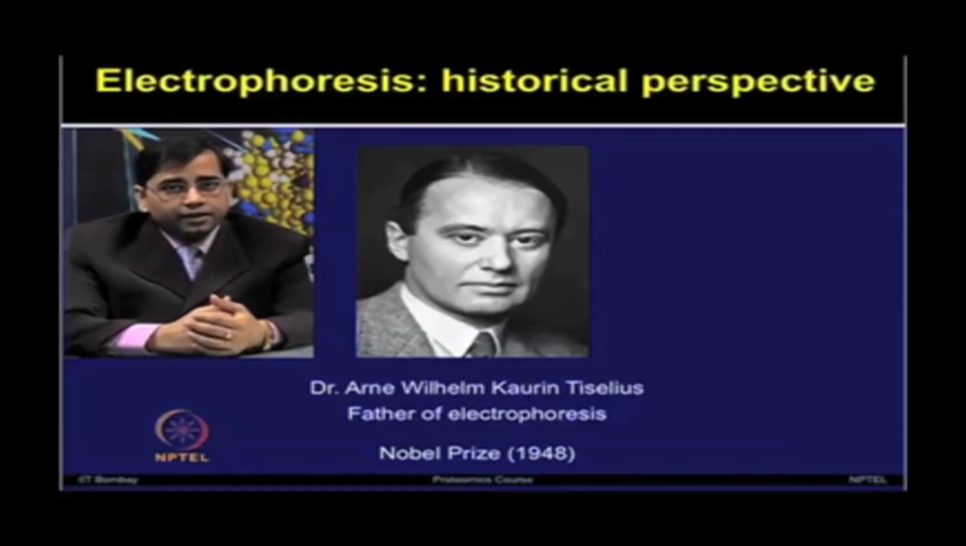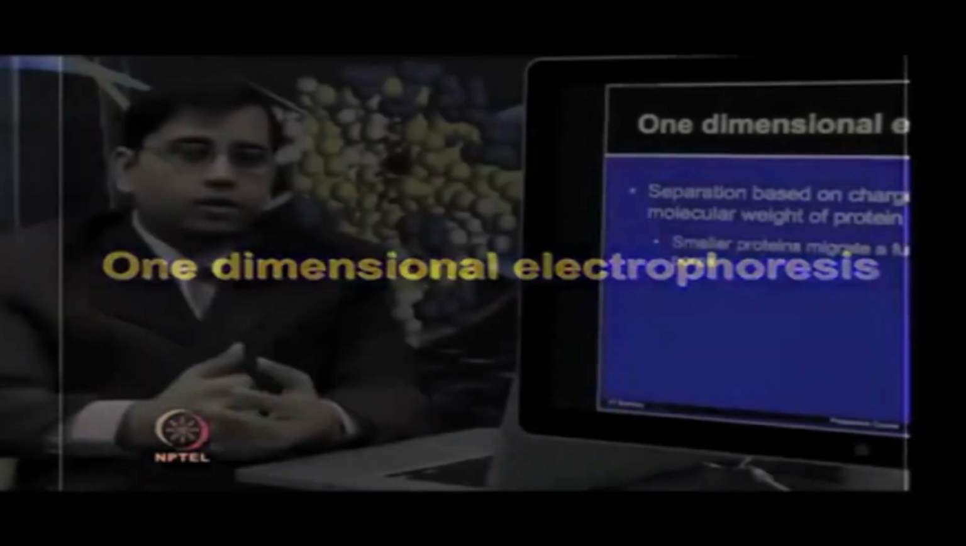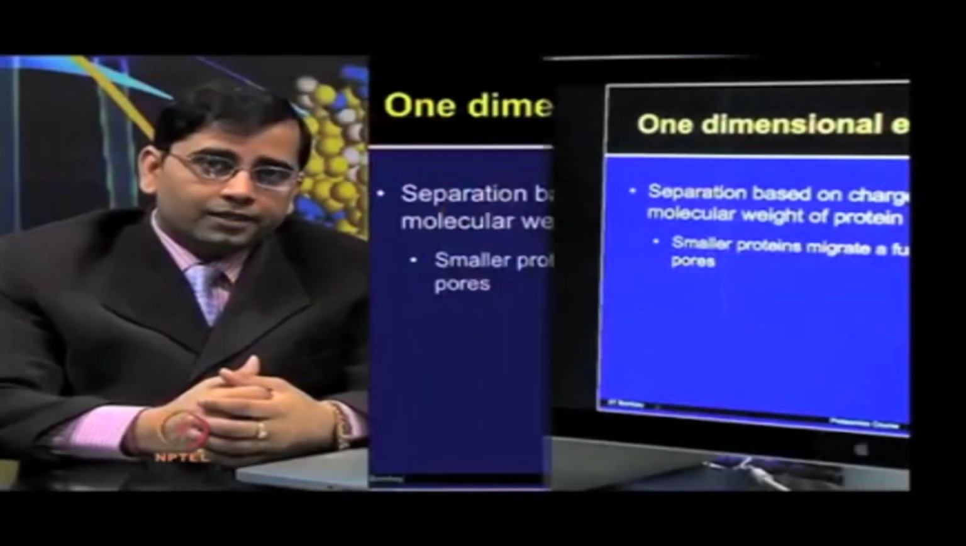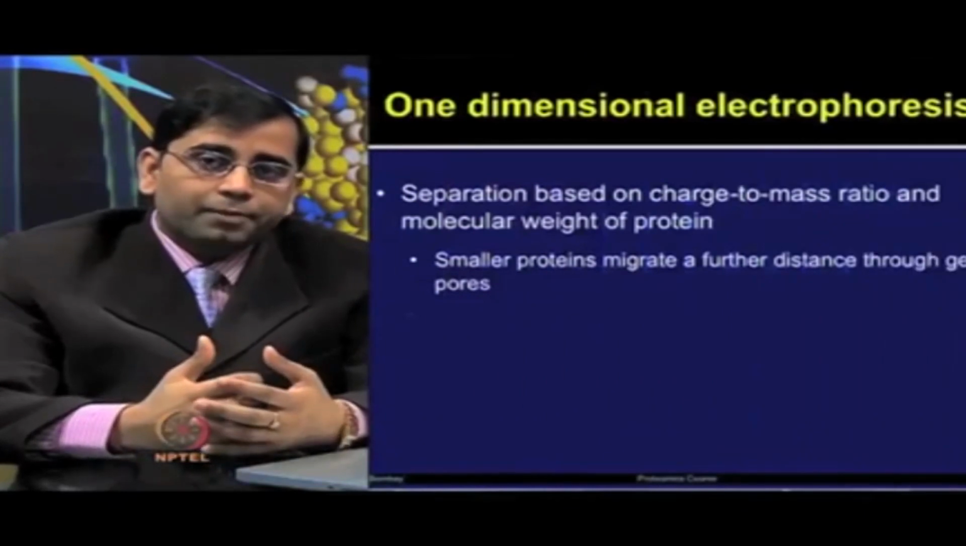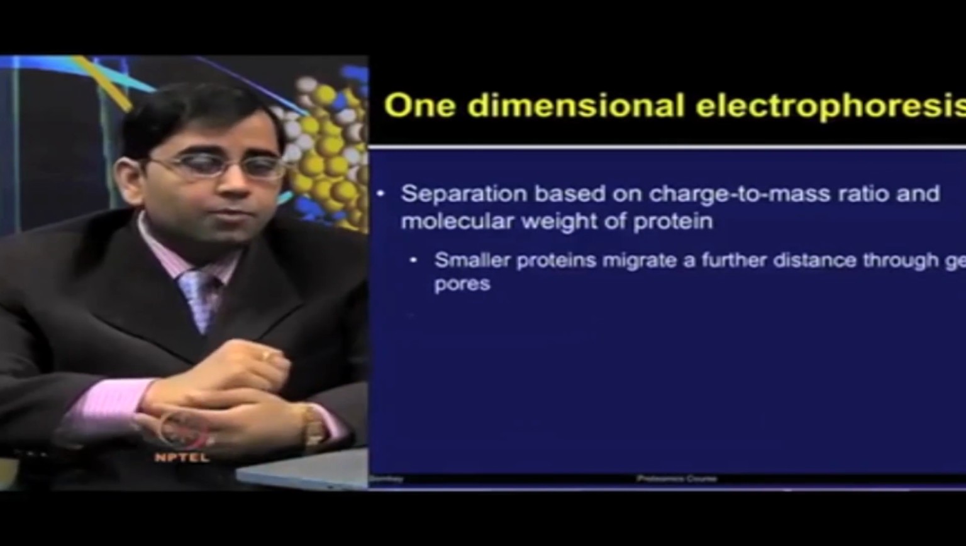For his great contribution in chemistry, he obtained the Nobel Prize in 1948. So now we will describe one-dimensional electrophoresis, some of the concepts involved in that. In one-dimensional electrophoresis, the separation is based on the charge to mass ratio and the molecular weight of the protein.